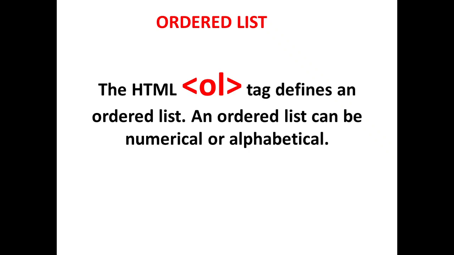The HTML OL tag defines an ordered list, and an ordered list can be numerical or alphabetical. It can be a numerical value 1, 2, 3, 4, or Roman letters. If it's alphabetical, it's either uppercase or lowercase. I'll summarize this slide: the main tag for creating an ordered list is the OL tag, and it is enclosed inside an angular bracket, which is the case for all the tags in HTML.